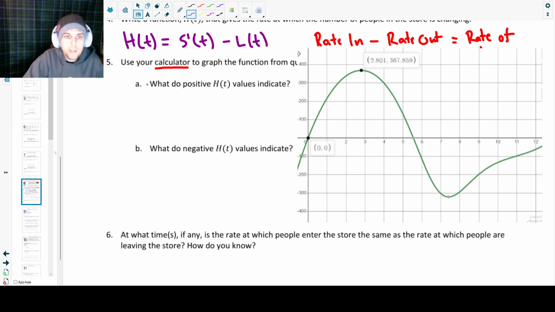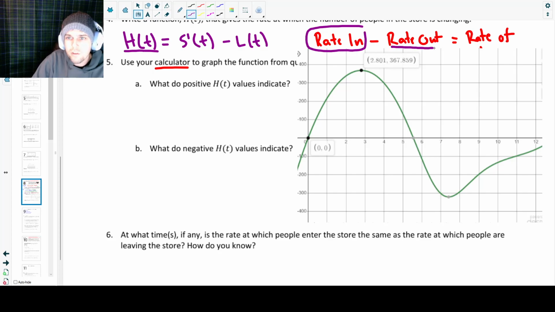And it says, what do positive h of t values indicate? So again, h of t for our scenario is equal to the rate of change of the shoppers, right? So when we have a positive value, it means that we have a positive rate of change of the shoppers in the store. Another way of interpreting that is that the rate in is going to be a greater value compared to the rate out, right?